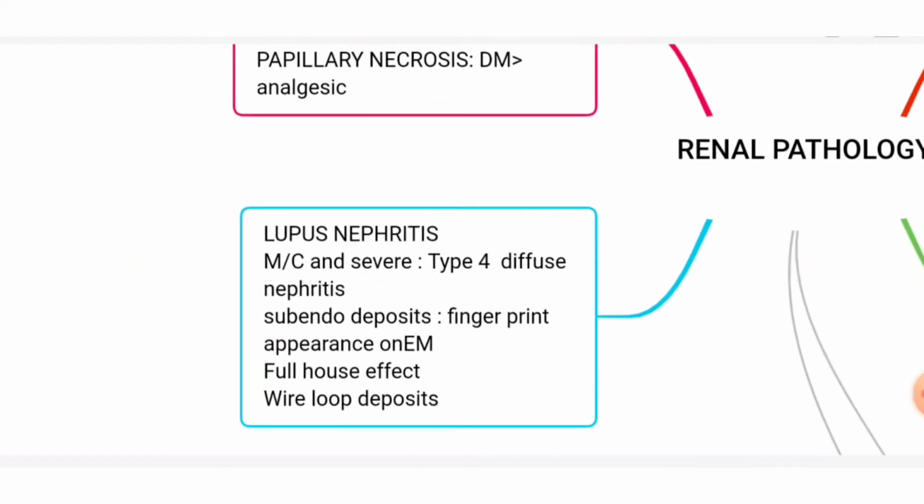Now talking about lupus nephritis. The question asked is like which is the most common and severe form, which is the type 4, and it is known as diffuse nephritis. Subendothelial deposits will appear as fingerprint on electron microscopy. Full house effect is seen and wire loop deposits are seen.